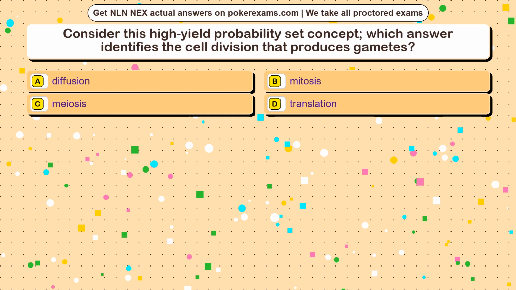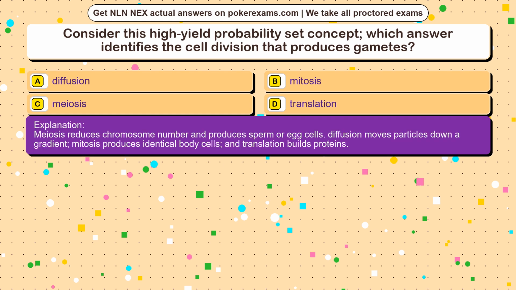The correct answer is option. Meiosis reduces chromosome number and produces sperm or egg cells. Diffusion moves particles down a gradient, mitosis produces identical body cells, and translation builds proteins.